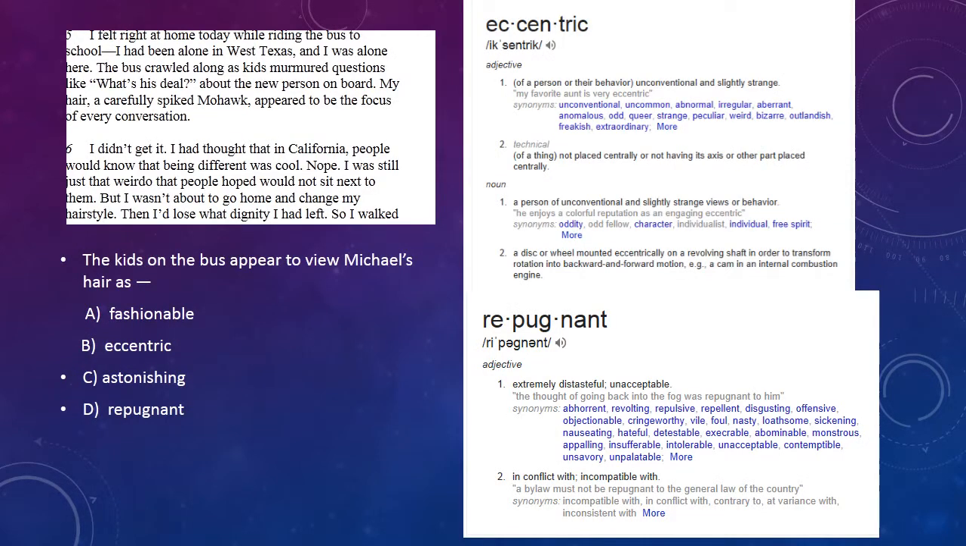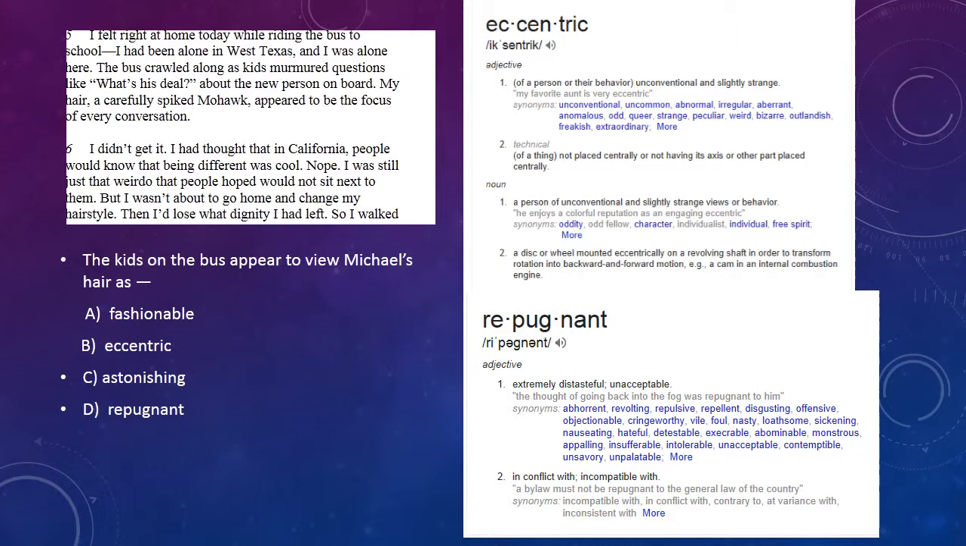And here's another one. Here's one with those one-word answer choices. It says, the kids on the bus appear to view Michael's hair as: A, fashionable; B, eccentric; C, astonishing; D, repugnant. Again, if I already know what some of these words mean, I'm not going to waste my time looking those words up. So for example, in this case, I know what fashionable means and I know what astonishing means. So I'm not going to bother looking those words up, but eccentric and repugnant might be the words that are confusing to me. So those are the two that I'm going to look up, and I'm going to look them both up just so I know for sure what they mean.